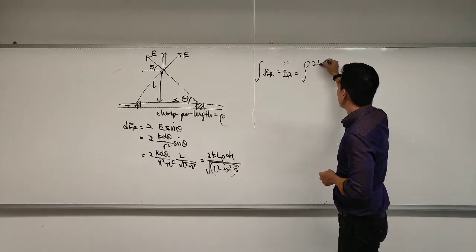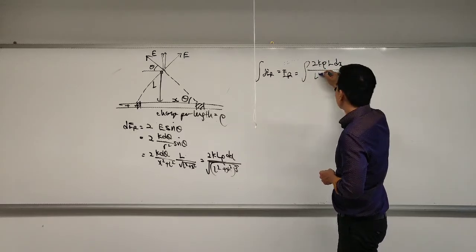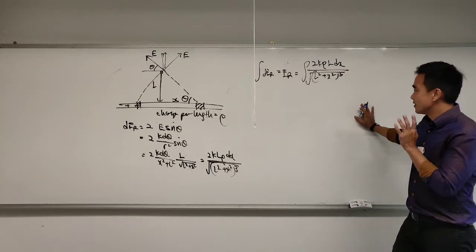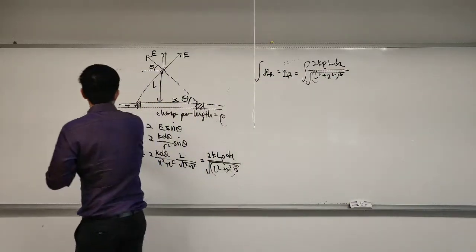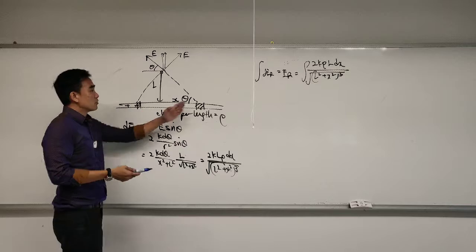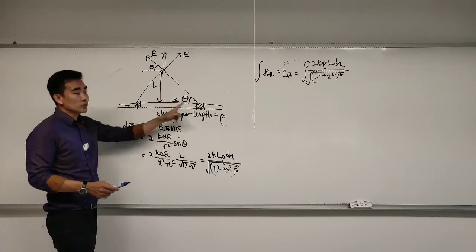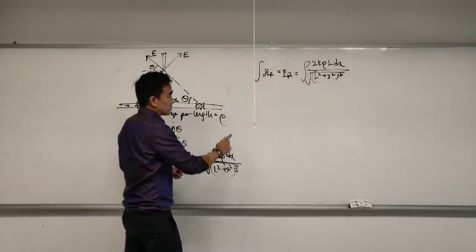It's going to be the integral of 2k rho L dx upon (L squared plus x squared) to the power of 3/2. Now, if you look at this integral, the question is what are the limits? We're not integrating from minus infinity to infinity because we have already come up with the expression taking into account the field due to these two. So all we need to do is to integrate from 0, where x equals 0, to infinity.